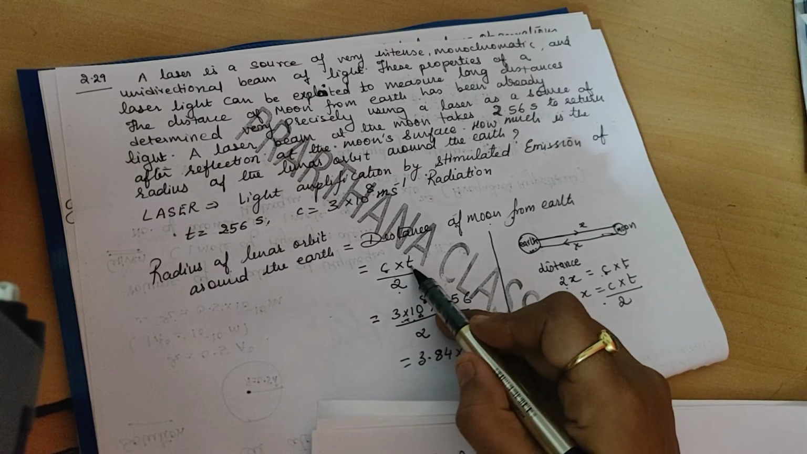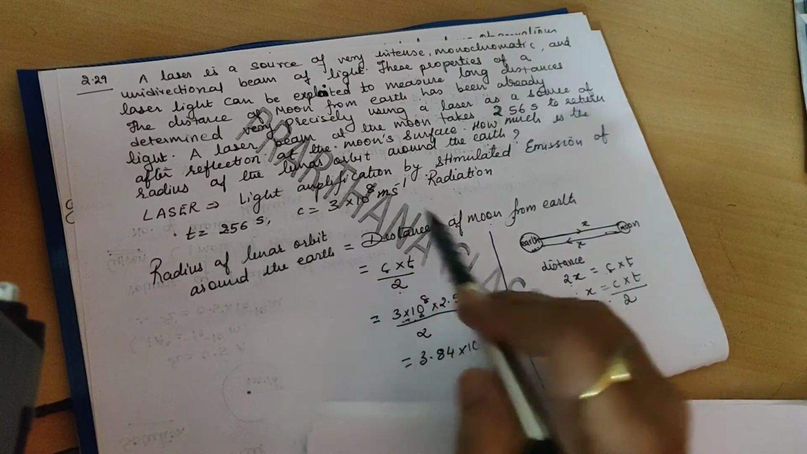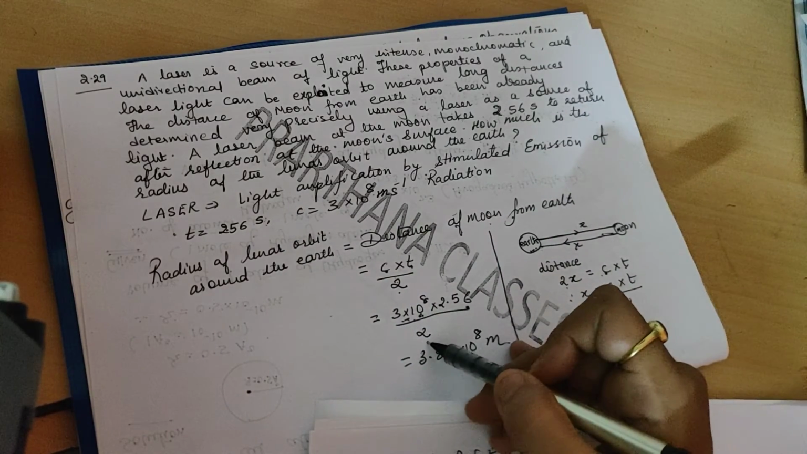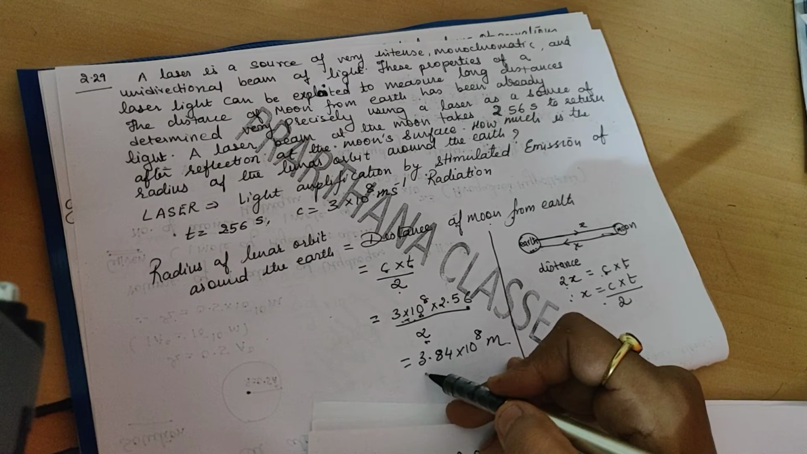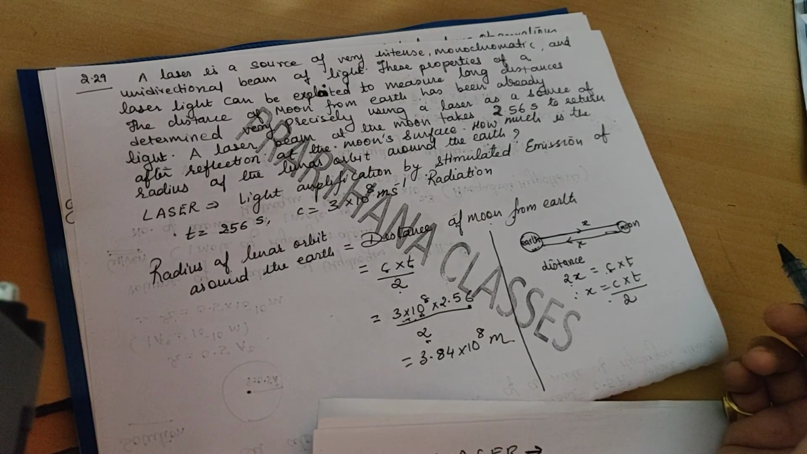And what is the time given to us? For the reflection, the time taken is 2.56, which is given. You divide by 2. So the required answer comes out to be 3.84 into 10 raised to 8 meter. I hope you understand.